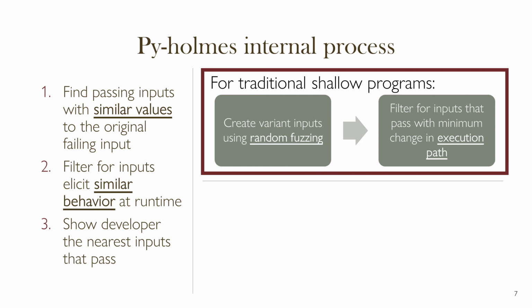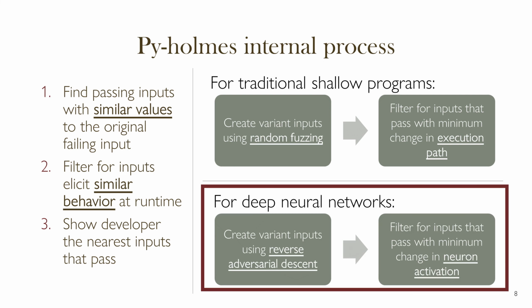If instead the program under test is a deep neural network, similar input values are found by adjusting the original input down the loss gradient with respect to that input. This process is identical to adversarial sample generation, except PyHolmes descends the loss gradient instead of ascending it. Next, those inputs are filtered for similar behavior by comparing the neuron activations they produce in the final embedding layer with those caused by the original input.